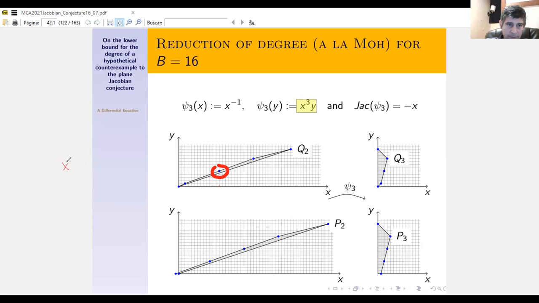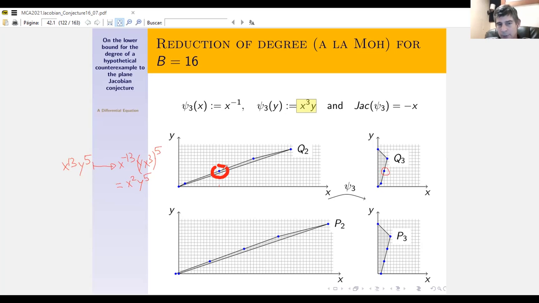This is x to the 13 j to the 5. Then we mapped into x to the 13 j, x 3 j to the 5th. This is equal to x squared j to the 5. So we obtain this point.